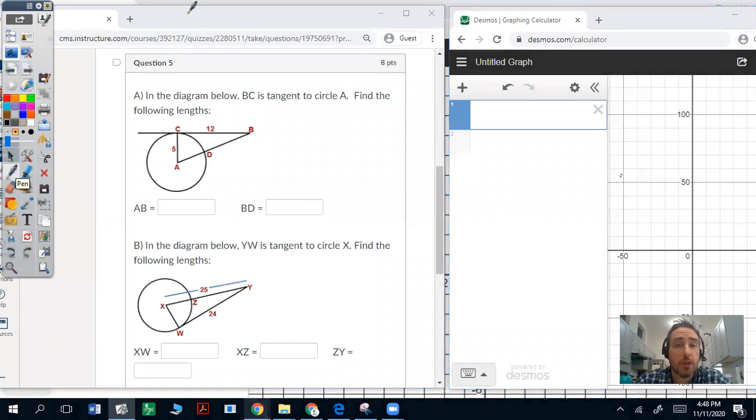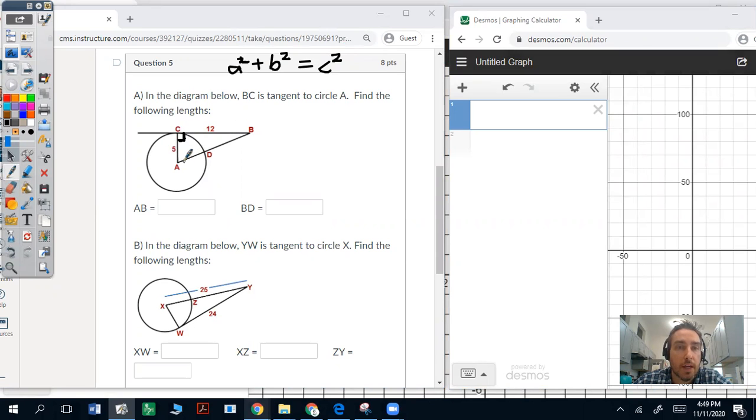For this problem, you're going to want to recall the Pythagorean theorem, which states that in a right triangle, the sum of the two legs squared, a squared plus b squared, is equal to the hypotenuse squared. So we're going to use that formula. We know we can use that formula because tangents make a right angle with a radius or diameter. So I know that between the 12 and 5 is going to be 90 degrees.